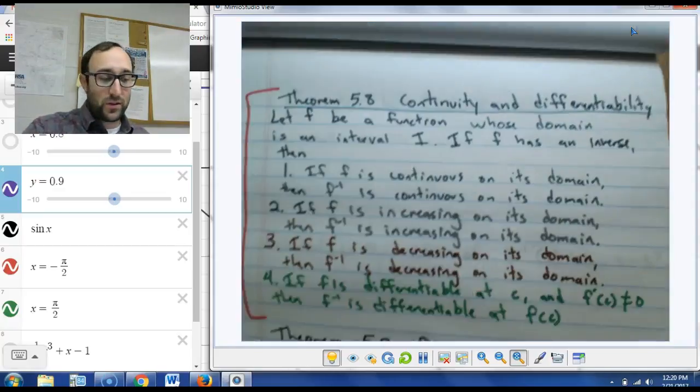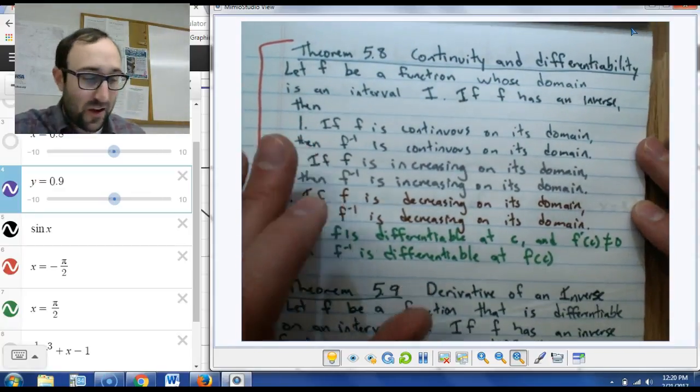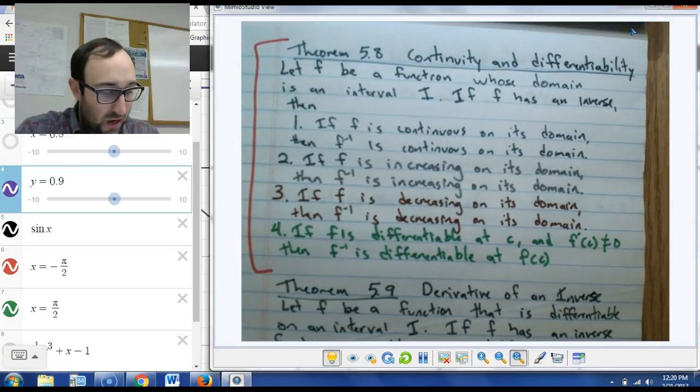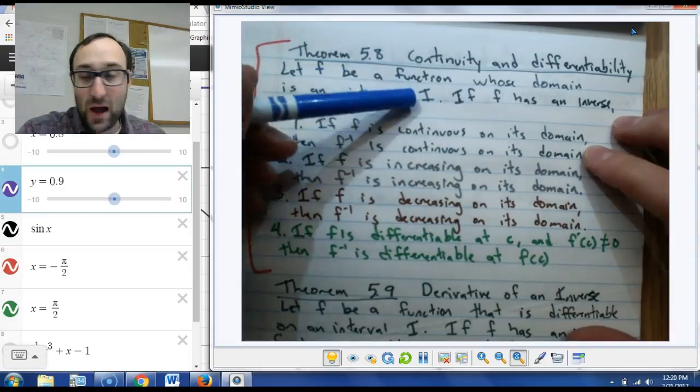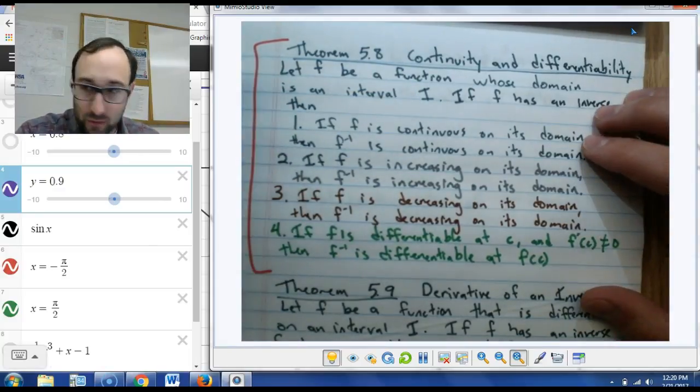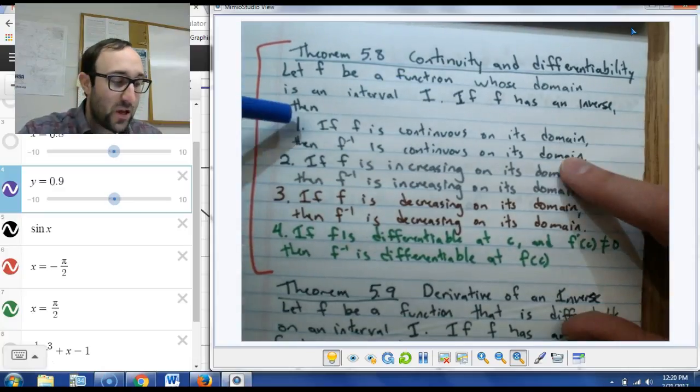Okay, good. So let's go on to theorem 5.8. There's a whole bunch of stuff. Continuity and differentiability. All right, let f be a function whose domain is an interval I. So it has to be some interval. It could be negative infinity to infinity, but it has to be some interval. If f has an inverse, then we can say these things.